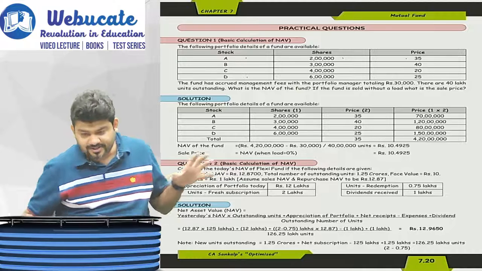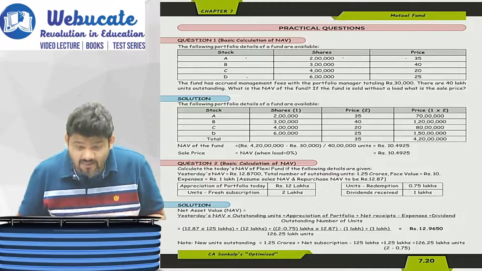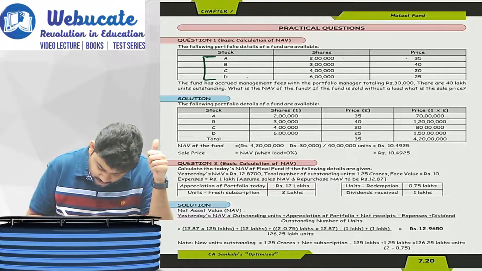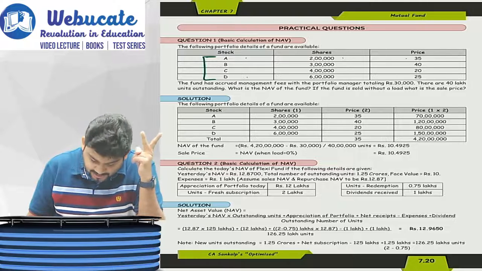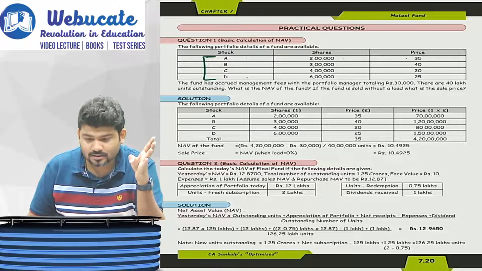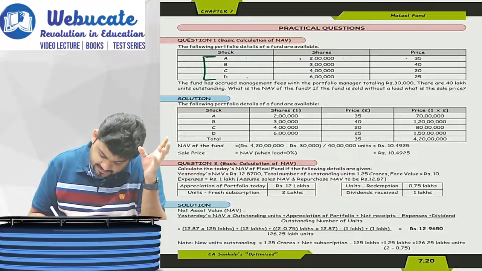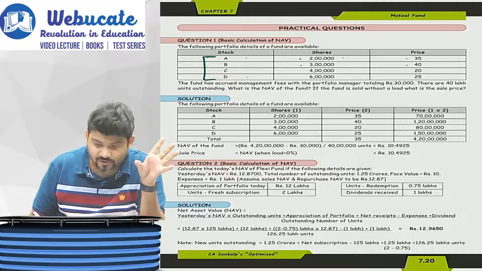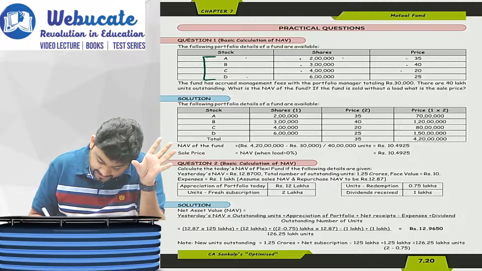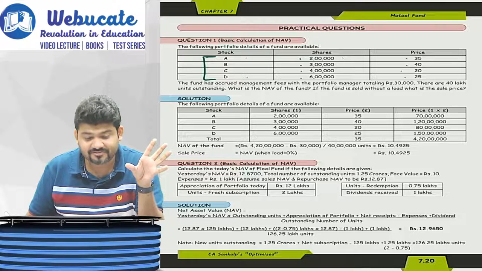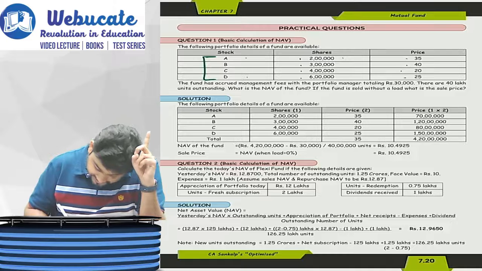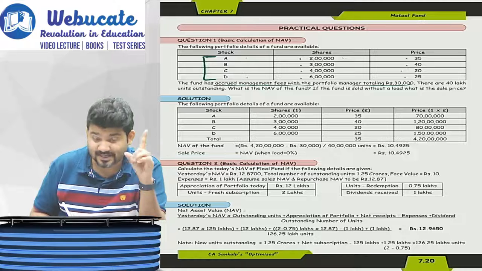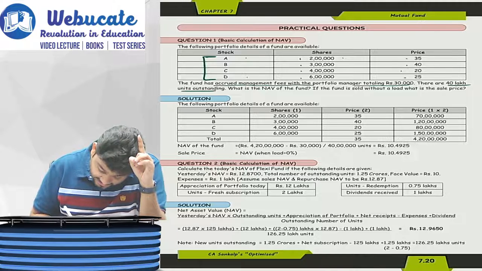On your screen, the following details of a fund are available. This fund has basically invested in four stocks: Stock A, stock B, stock C, stock D. Stock A, 2 lakh shares, price 35. B, 3 lakh shares, price 40. C, 4 lakh shares, price 20. D, 6 lakh shares, price 25. The fund has accrued management fees with the portfolio manager totaling rupees 30,000 expense. There are 40 lakh outstanding units.